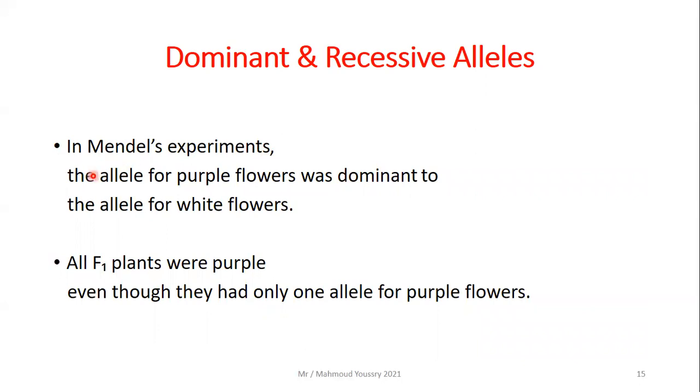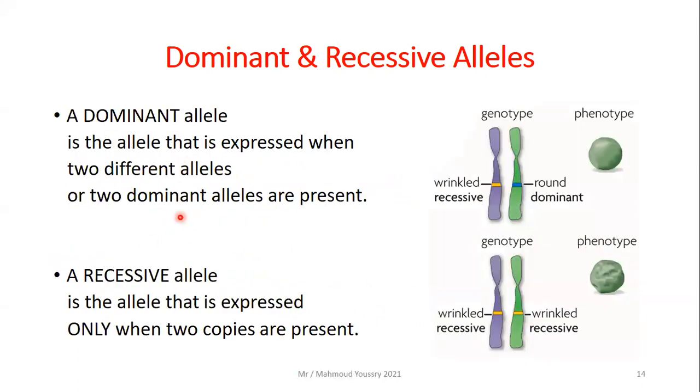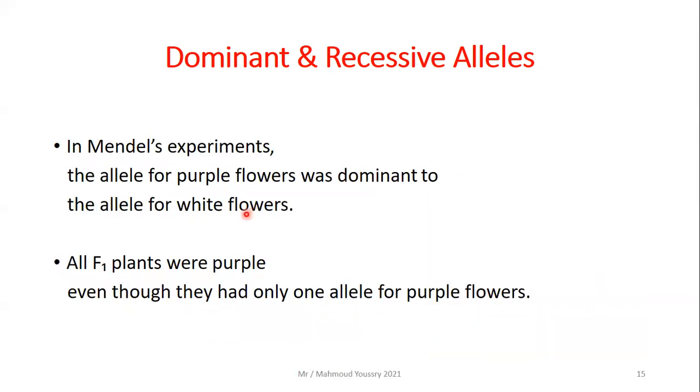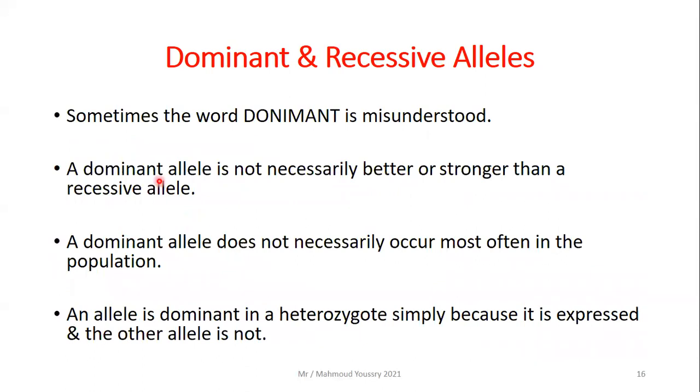In Mendel's experiments, the allele for purple flowers was dominant to the allele for white flowers. All of the F1 plants, the first filial generation, were purple, even though they had only one allele for purple flowers. So this proves what we said: if only one dominant allele or two dominant alleles are present, it will appear in the phenotype, or be expressed. Sometimes the word dominant is misunderstood.